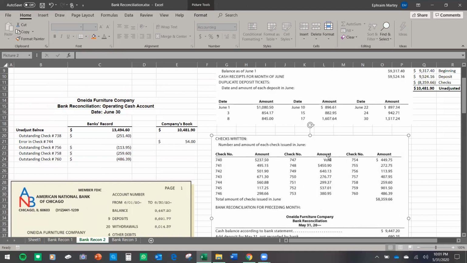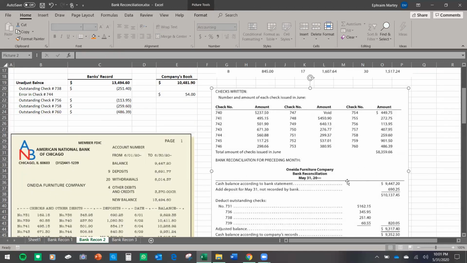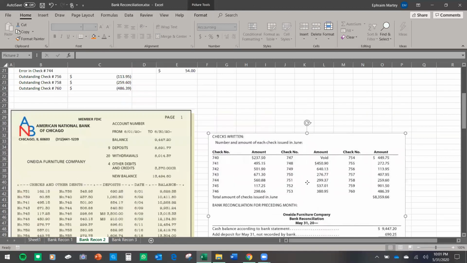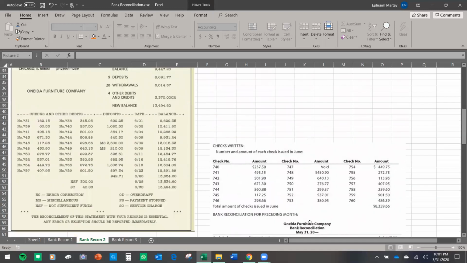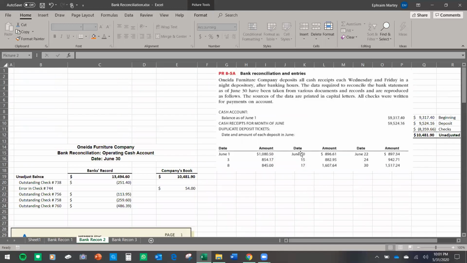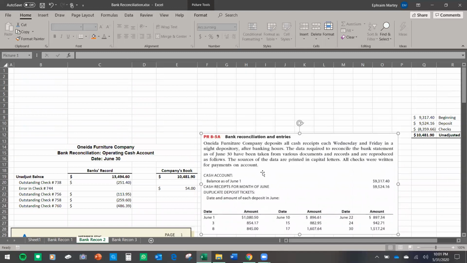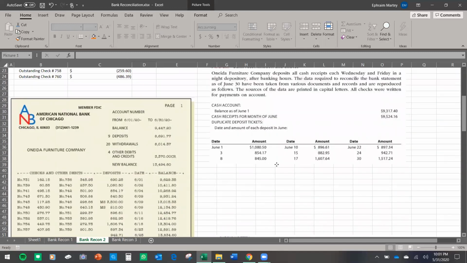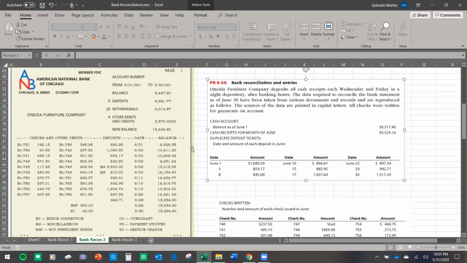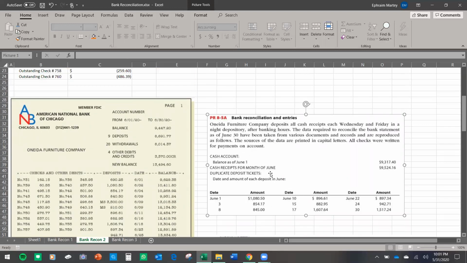Now we're going to do the deposits. Once we're done with this, let's move this somewhere, because we're done with it. Let's go and do the deposit. We're going to do the same, compare them side by side with what the bank has. Now, where do we start from?